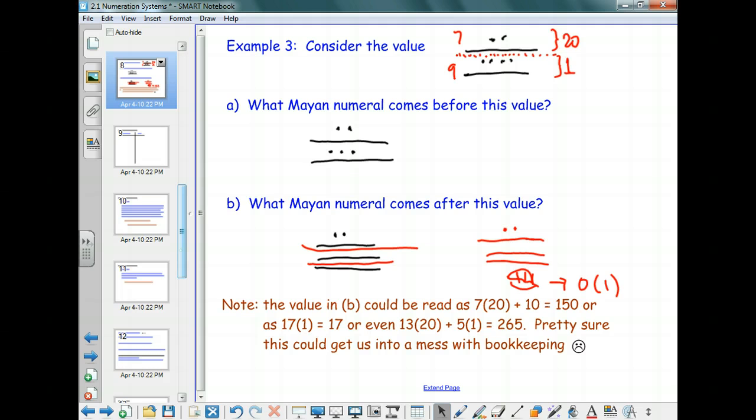So on our exam, are you gonna have us say what the value is? No. The kinds of questions you're going to be doing are what we're doing on A and B. What's the number before? What's the number after?